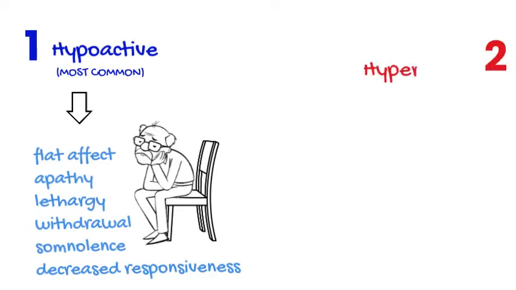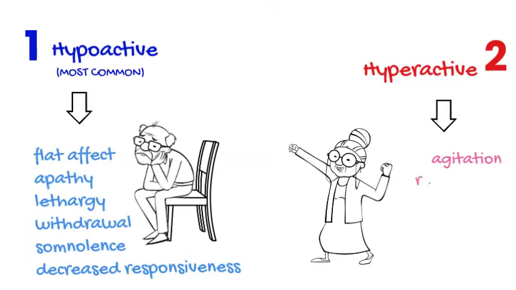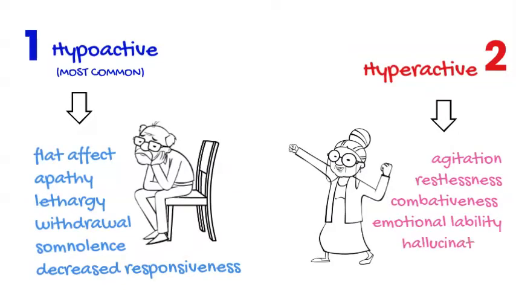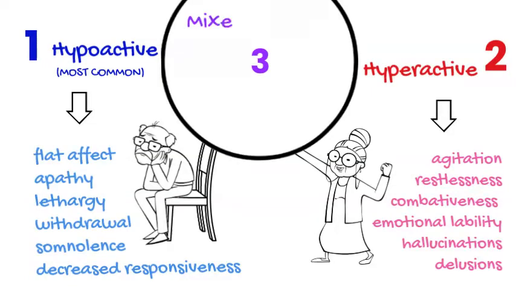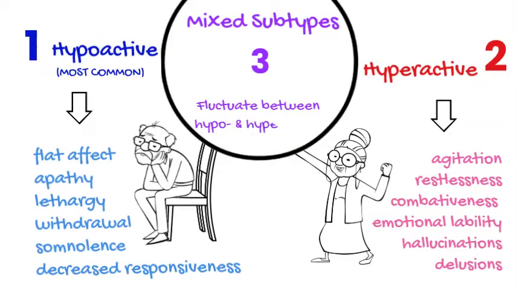The second is hyperactive delirium. This subtype is associated with signs of heightened arousal and may result in agitation, restlessness, combativeness, emotional lability, hallucinations, and delusions. And unlike hypoactive delirium, hyperactive delirium is less common and only represents 1/4 of cases. The third is mixed subtypes. Obviously, from the name, it is associated with fluctuations between both hypoactive and hyperactive delirium.